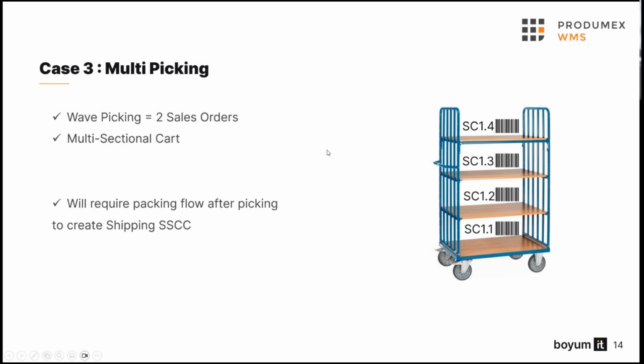That flow will require going to a packing station after picking to create shipping SSCCs, because during the flow, as we put the goods on a section of the cart, it's still a location for WMS. So there is no SSCC generated. It's a temporary location for the picking, and then you need to go to a packing station and generate the SSCC. I will show you one way to do it. There are multiple packing flows, but I will illustrate one today.